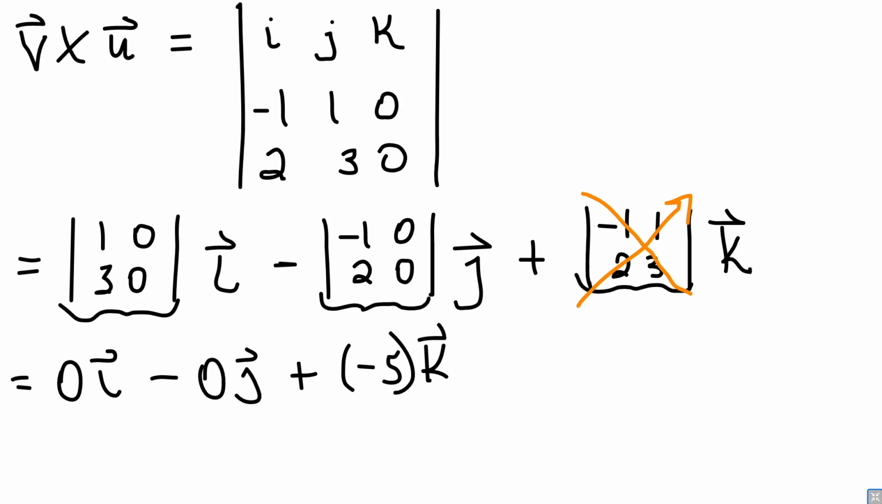Right? And I know what you guys were doing. You were taking 2 times 3 and ignoring the way that you do this. So just be cautious when you're doing this. So you're going to get -5 in the k direction for the cross product of those two vectors. Any questions there?